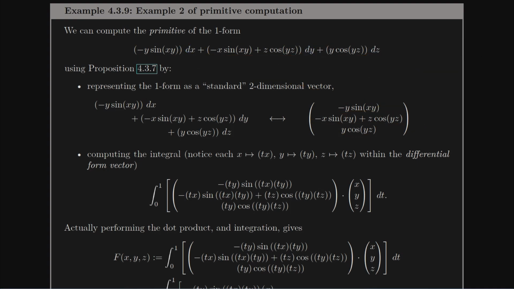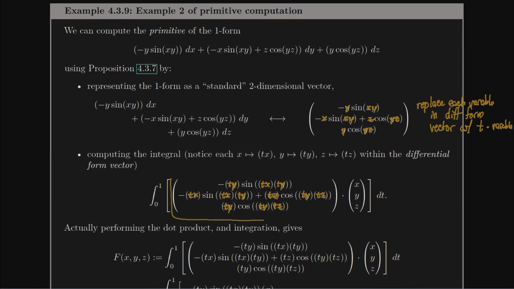And then we do need to replace each variable in the differential form vector with t times the variable. So instead of a y sine of xy, I now have ty sine of tx ty. And instead of x sine of xy, I have tx sine tx ty. Instead of z cosine yz, I have tz cosine ty tz. And instead of y cosine yz, I have ty cosine ty tz. So I replace all of my variables with t times the variable.